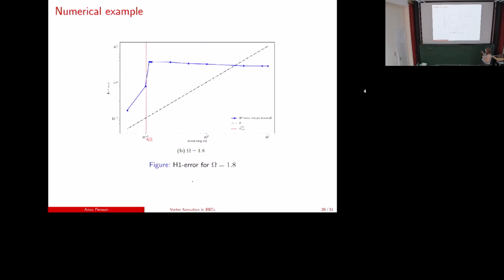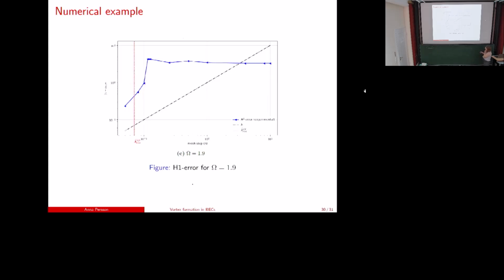Okay, so for 1.8, this prediction is here, which is not good. And for 1.9, it overestimates a little bit, but still a pretty nice estimate, I think. Maybe I ask my question now because other people are already asking.